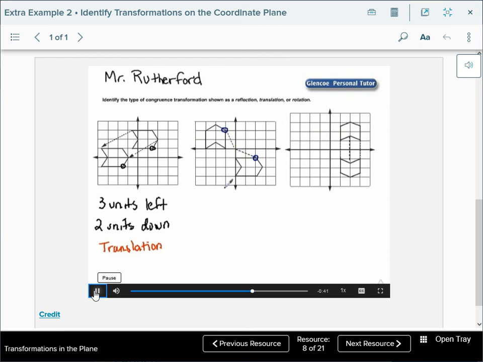So because of this, we're going to say that this is a rotation. In the third figure, notice here the distance from the x-axis. Now let's compare this vertex here and the image. Notice that they're both the same distance from the x-axis. So because of this, the transformation is called a reflection.